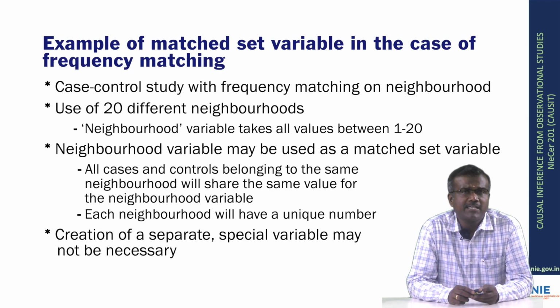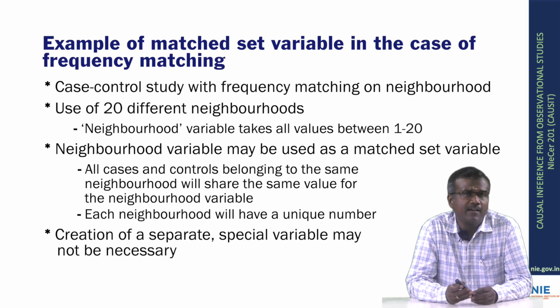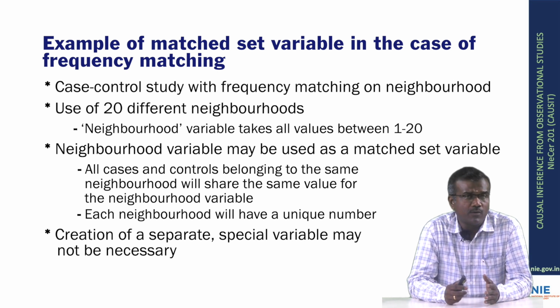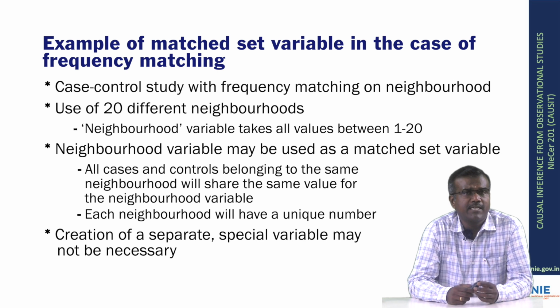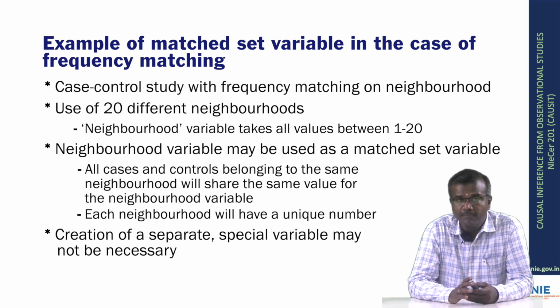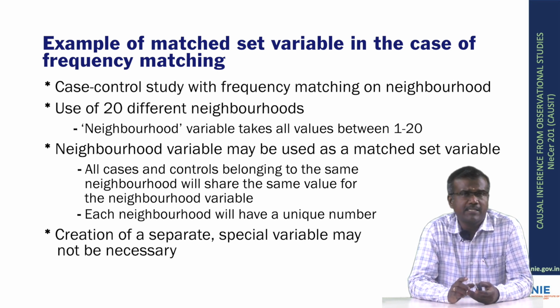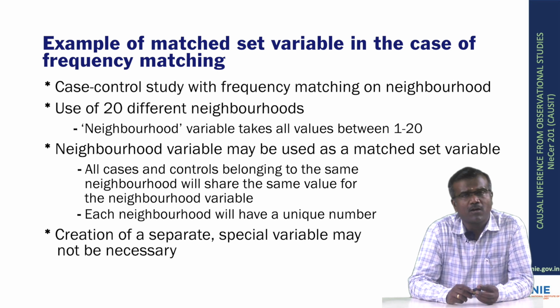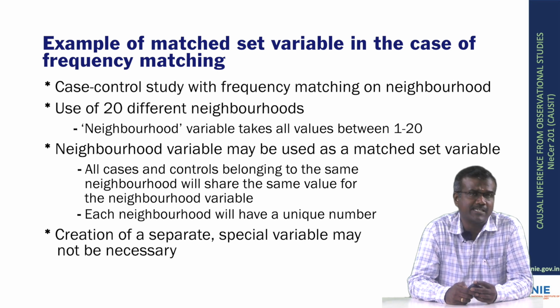For example, take a matched set variable in the case of frequency matching. Let's say we did a case control study with frequency matching on neighborhood. We have used, for example, 20 different neighborhoods. Therefore, the variable neighborhood is the link. The neighborhood variable takes values between 1 and 20, and may itself serve as a matched set variable. All cases and controls belonging to, let's say, neighborhood value 1 will share the same value for the neighborhood variable. Each neighborhood will have a unique number. Creation of a separate, special or extra variable may not be necessary. We need to have the neighborhood variable as a materialized link for carrying out matched analysis when it comes to frequency matching.